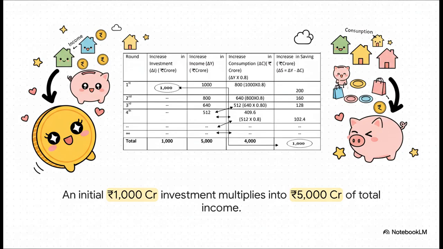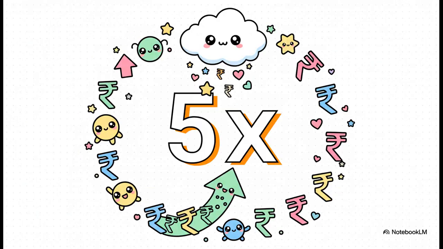They spend some of it based on their MPC. That spending becomes income for Group 2. They spend some of that. And the cycle keeps going, with each round being a bit smaller, until the total impact is way bigger than that first investment. So in this case, with an MPC of 0.8, the multiplier is 5. Every single rupee of new investment ended up creating 5 rupees of new national income.